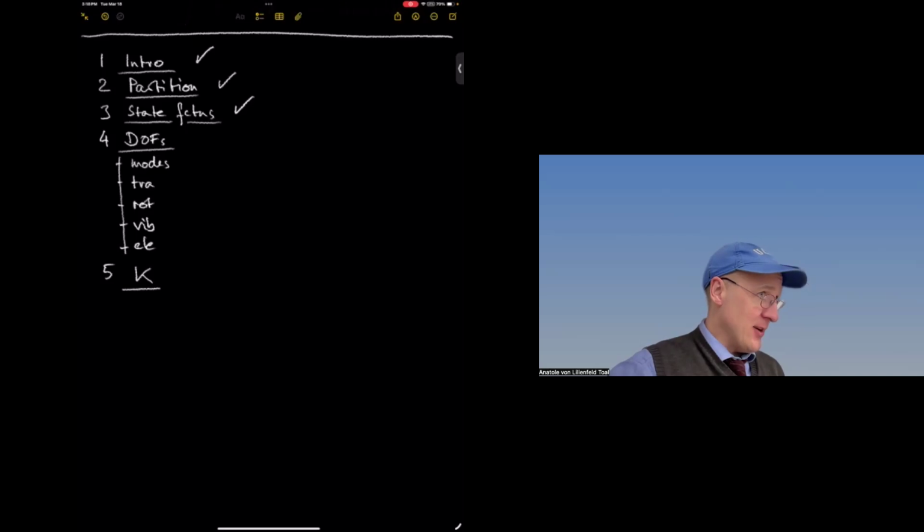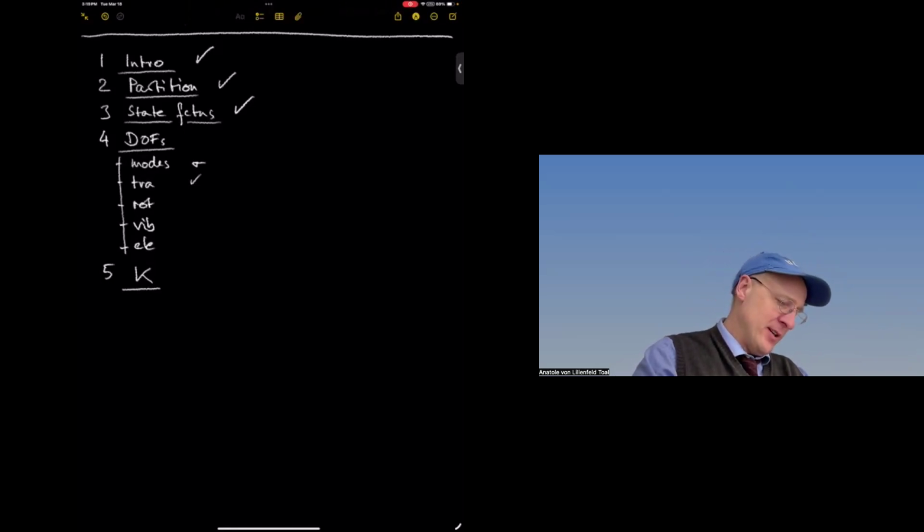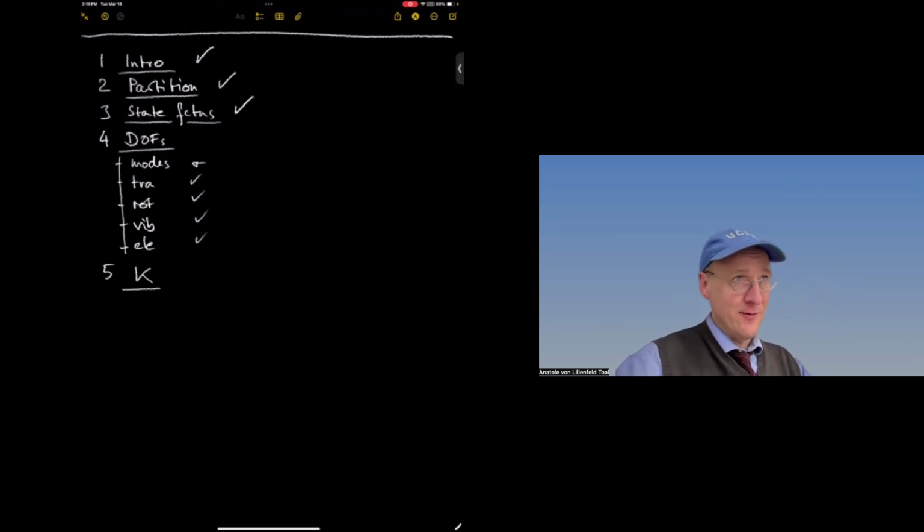And the last couple of weeks, we've been busy going through the various ways how energy can be distributed over the degrees of freedom in your system. So we factored out the partition function in these various energetic modes. And then we considered specific examples of partition functions, which we more or less derived in class, okay? So we obtained the translational, the rotational, the vibrational, and the electronic partition function.